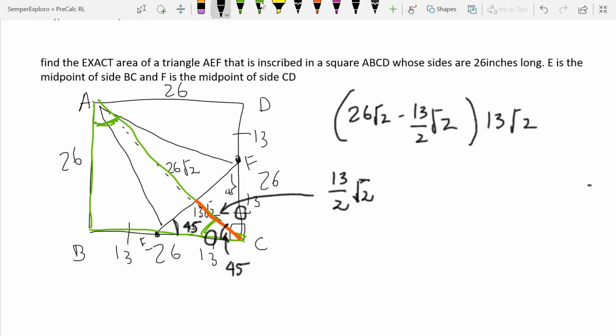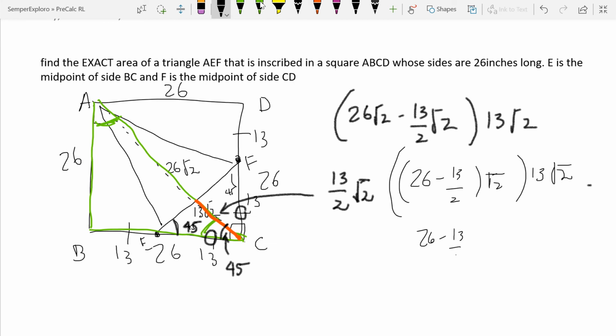So first, this one should be 26 minus 13 over 2, times root 2. And then times the outside 13 root 2. These root 2's cancel out, so it's just times 2 times 13, so that's a total of 26. So 26 minus 6.5 times 26. Distribute that out. I do not have a calculator right now, but whatever that comes to be.